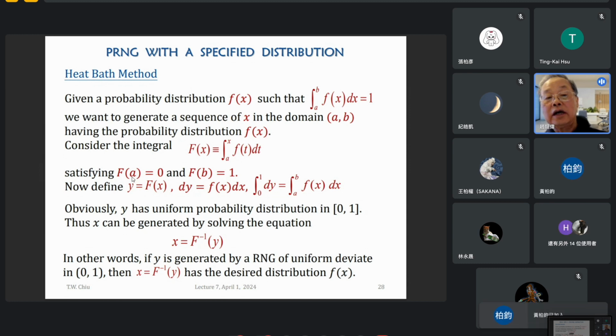The integral from a to a, the upper limit here is b. By this normalization, we know that this is 1, so Fb is 1. Now if I define a variable y equal to Fx, F is a function of x, so y is also a function of x.